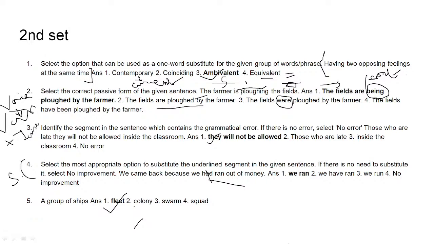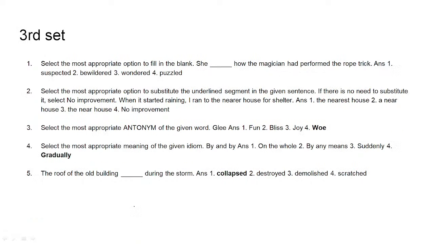Colony मतलब कुछ अलग ही है. Colony is a different thing. Okay. Colony is also a collective noun, but for states and all. Swarm is for bees, and squad is for like any other thing. Okay, squad is also a group of friends and all, police, everything. These can be used for squad.